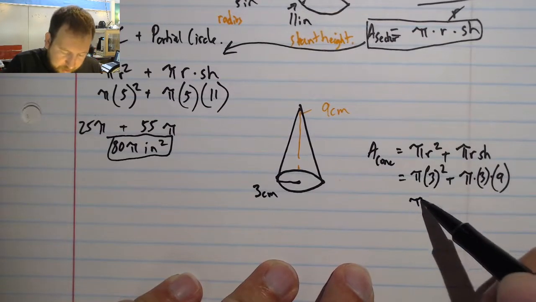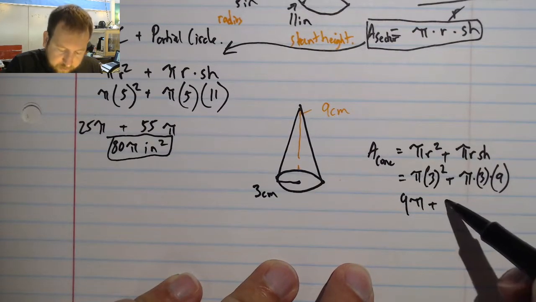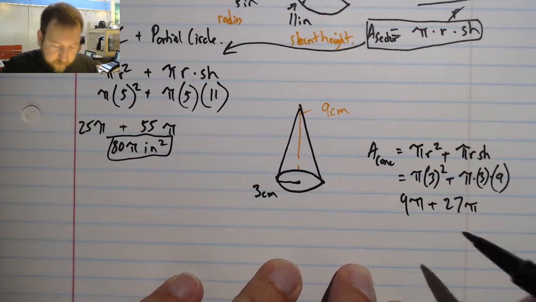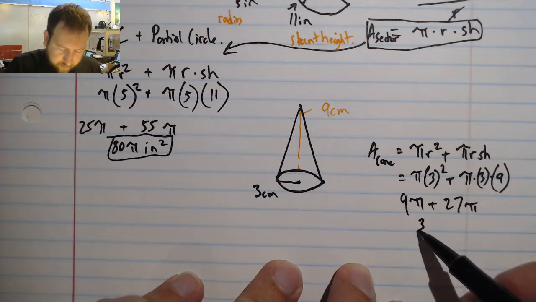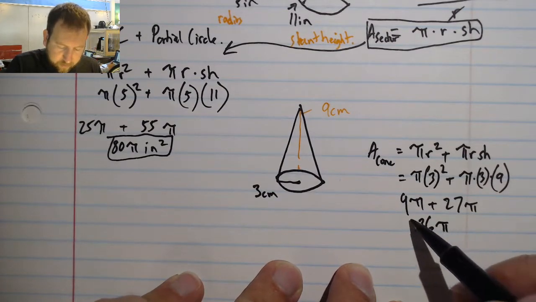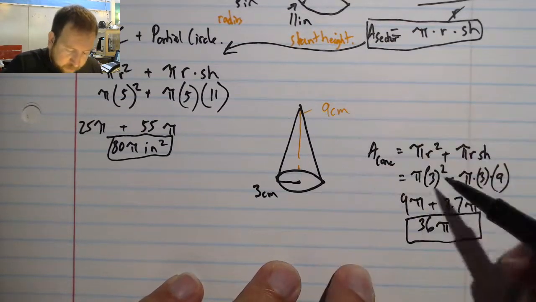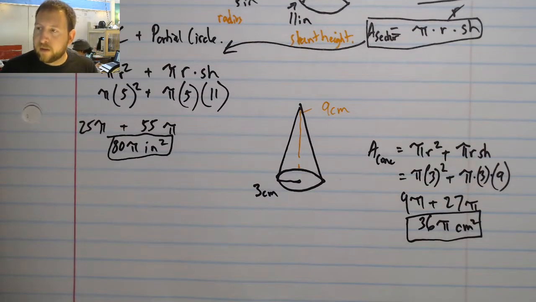We have 9 pi plus 9 times 3 is 27 pi. 9 and 27 is 36, I think. I hope. 36 pi. Remember to include our units. We have centimeters squared. And that's how we'll use it, and that's how we'll be able to calculate the surface area of our cones. Go ahead and good luck.